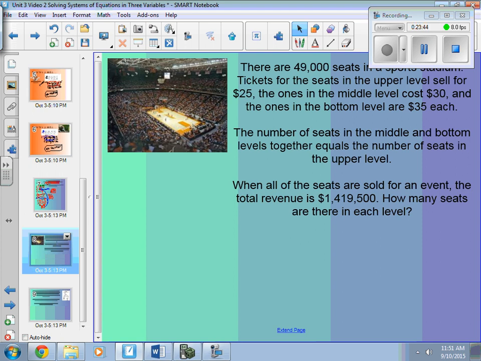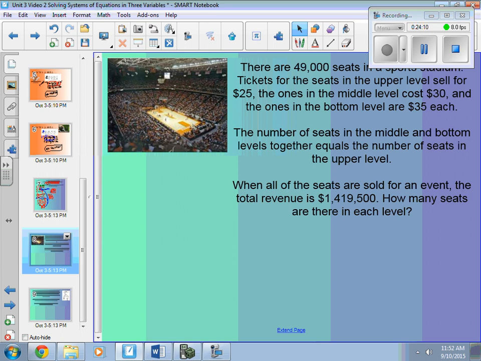All right, the next one, another word problem. It says there's 49,000 seats in a sports arena or stadium. The tickets for the seats in the upper level sell for $25. The ones in the middle level cost $30, and the ones on the bottom are $35 each. The number of seats in the middle and bottom together equal the number of seats in the upper level. When all the seats are sold for the event, the total revenue is shown. How many seats are there in each level?